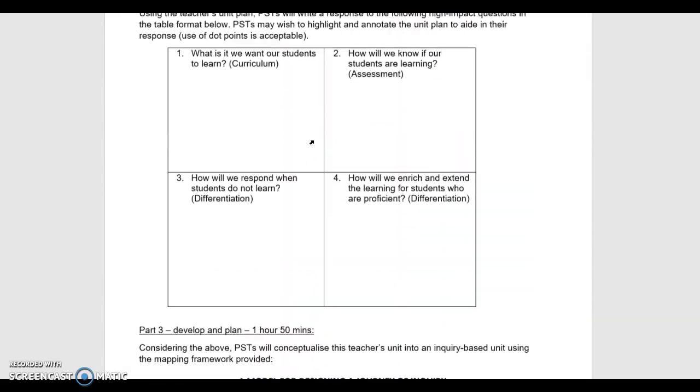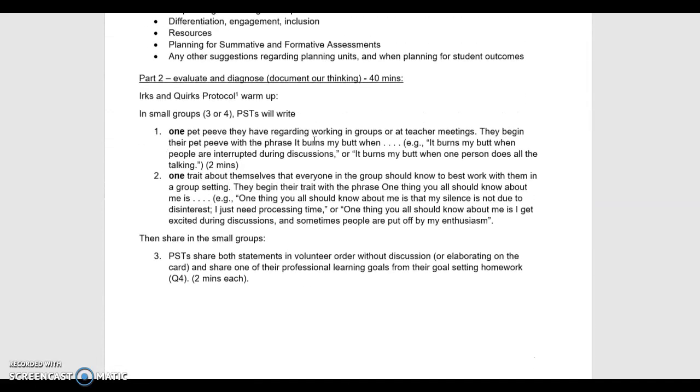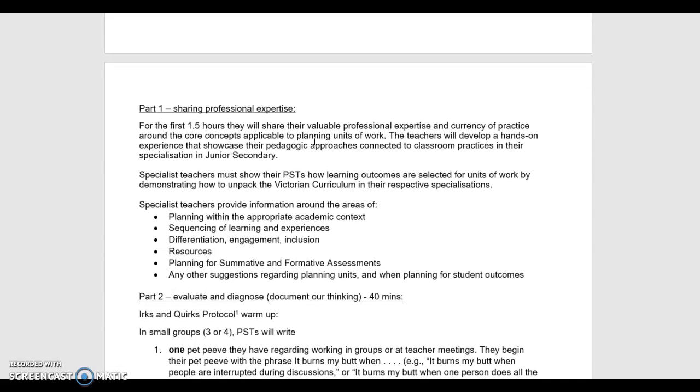So just going back to the first part. The specialisation teacher is going to share their own professional expertise with you. They will help you understand how to unpack the Victorian curriculum and any associated policy documents, and they will showcase their pedagogical approaches connected to effective teaching within their specialisation.